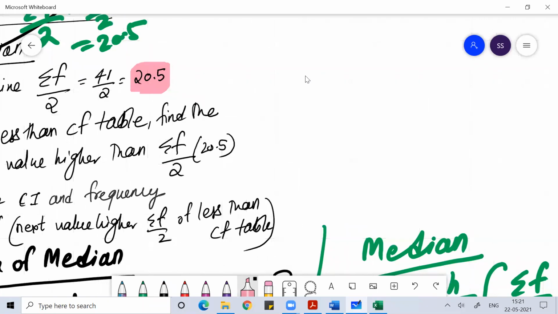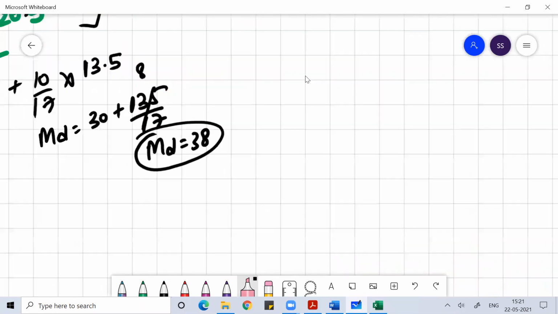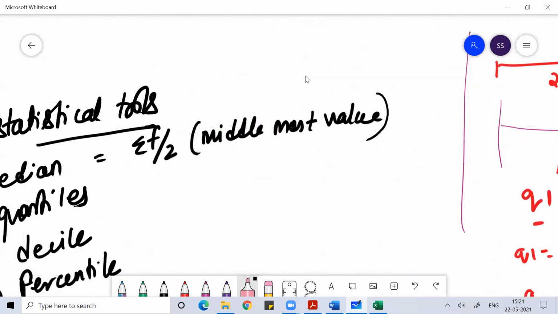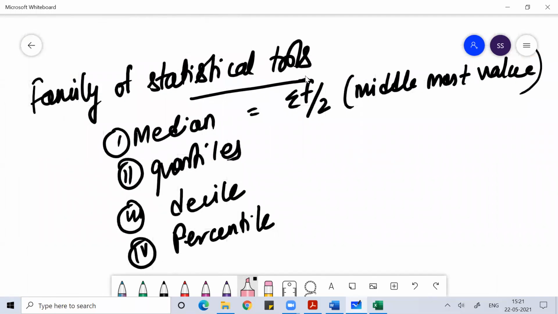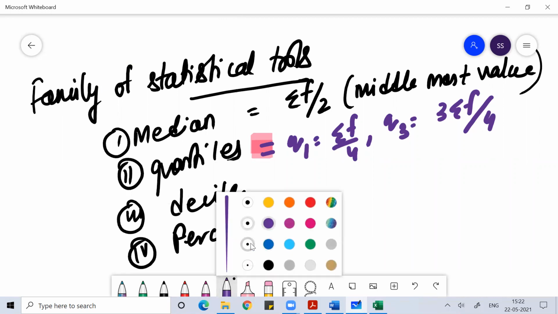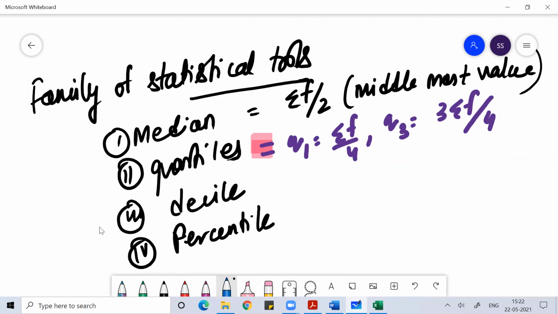They all belong to the same family: median, quartile, decile, percentile. Median is all about finding the middlemost value. When we talk about quartiles, we have quartile 1, which is sum of f by 4, and quartile 3, which is 3 times sum of f by 4. If you want to know more, you can read about quartile deviation, coefficient of quartile deviation and so on. If you're really interested, you can investigate it more. I'm leaving that up to you.